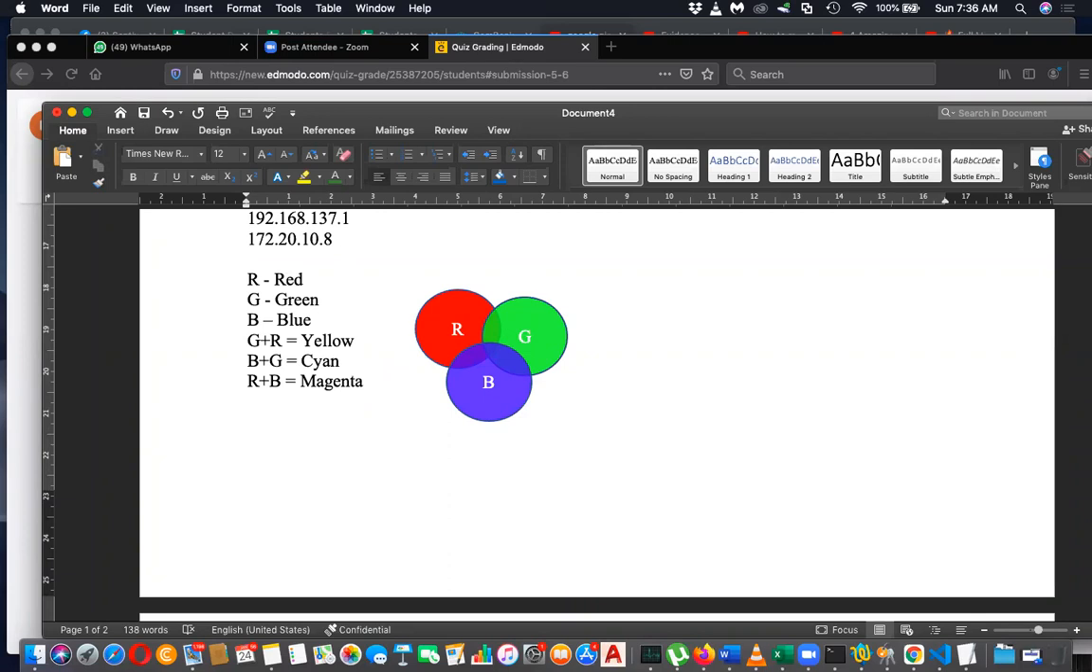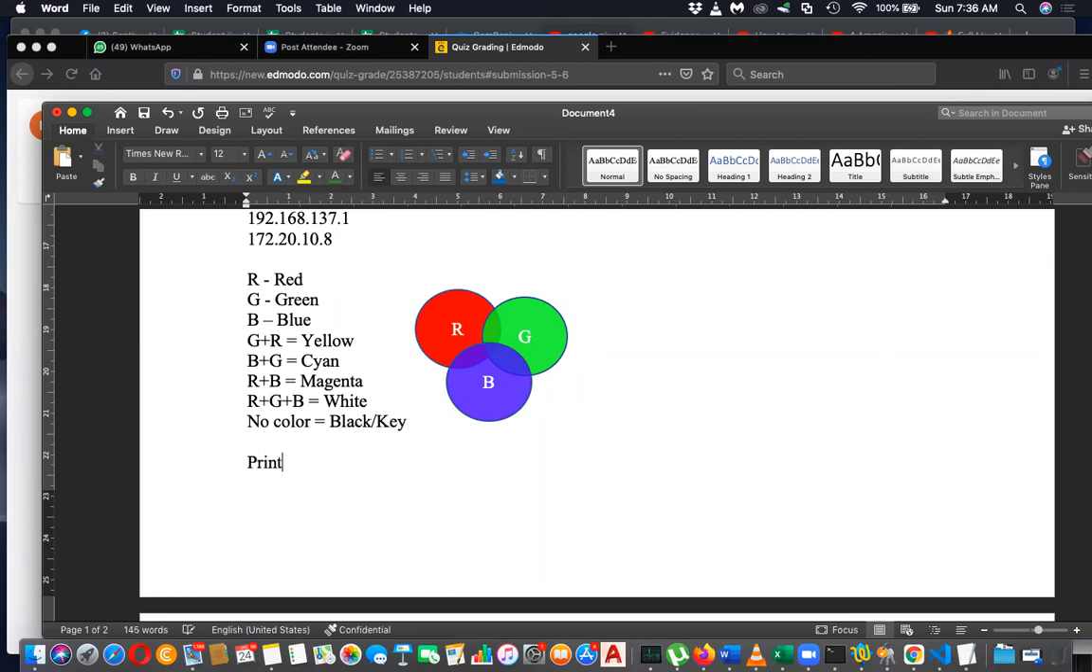So if you mix all red, green and blue, what is the color? Yes? White. Yeah, it's white. And if you are mixing no colors, no red, no green, no blue, then it is black color. We call it key.